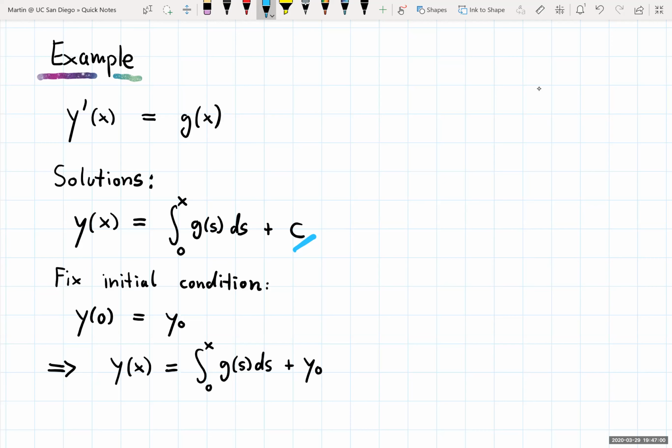So for example, I have this function y of x. I know it satisfies this differential equation. And if I say, okay, at x equals 0, this function should assume some value, y naught, then this is sufficient to fix this constant c. Namely, at x equals 0, this integral vanishes, and the only thing remaining is this constant c. So we can say, okay, this constant c can be fixed to y naught.